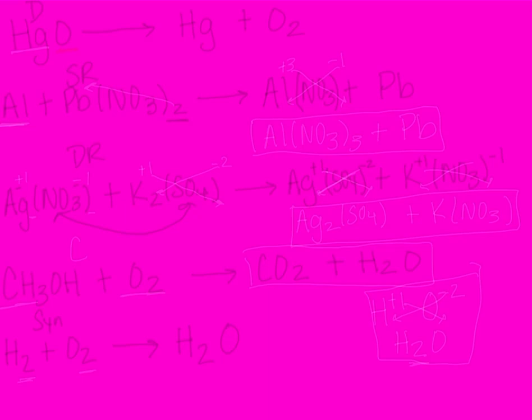All right. So let's get into our examples. So here we have HgO starting in our reactant. Now our first step is to identify our type of reaction. So we know that Hg is a metal, and we know that O is a nonmetal.